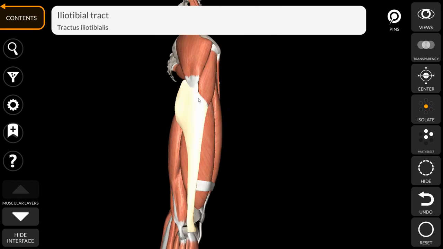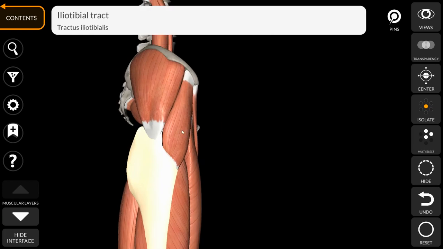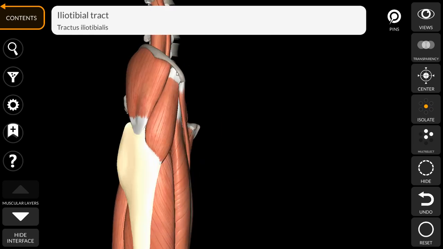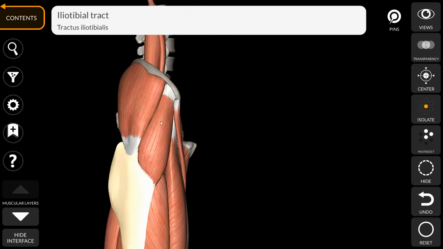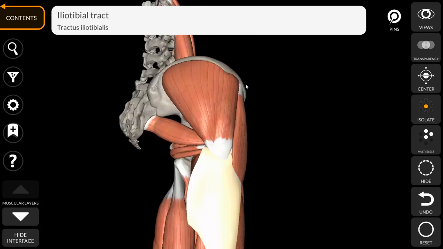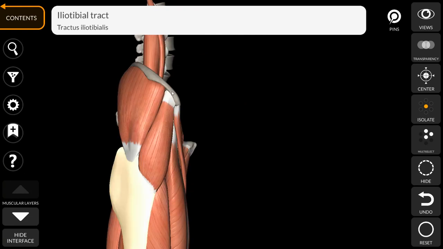Okay, and what you can see here is your TFL, your tensor fascia lata. And this tensor fascia lata comes from where? The iliac crest. Which part of the iliac crest? The anterior part of the iliac crest, not the whole iliac crest. The whole thing is the iliac crest, right? But this must only originate from the anterior part of the iliac crest.